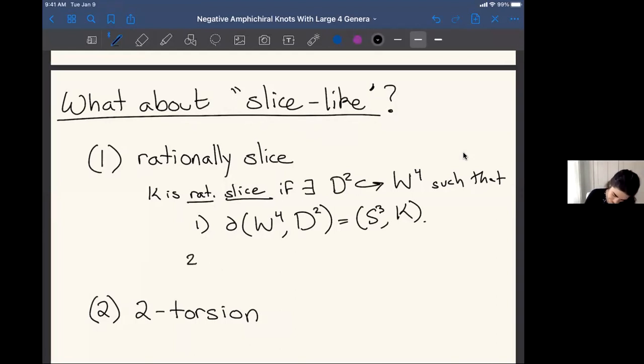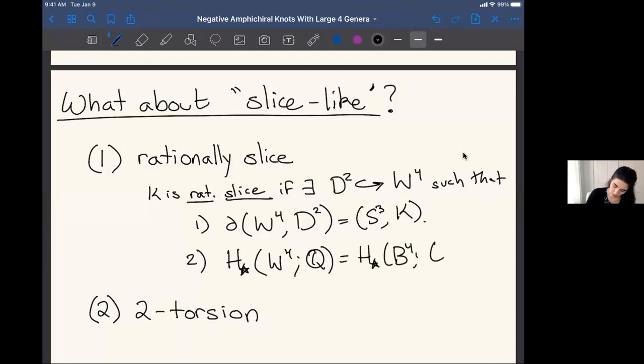And secondly, that the homology of W with rational coefficients is the same thing as the homology of B4 with rational coefficients. It's like, in a certain sense, if all you know about is rational homology, that's your only way of recognizing whether something is a four-ball, then it's slice. And we'll see some examples later on of knots that are rationally slice but not slice. It turns out those are not hard to procure examples of.